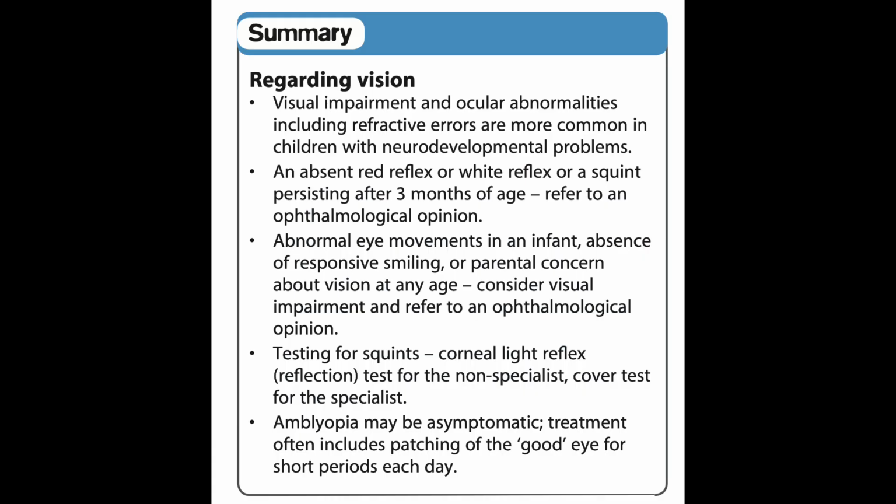Now the summary regarding vision: visual impairment and ocular abnormalities, including refractive errors, are more common in children with neurodevelopmental problems. For an absent red reflex or white reflex, or a squint persisting after 3 months of age, refer for an ophthalmological opinion. Abnormal eye movements in an infant, absence of responsive smiling, or parental concern about vision at any age should prompt consideration of visual impairment and referral for an ophthalmological opinion. Testing for squints: corneal light reflex, reflection test for the non-specialist, cover test for the specialist. Myopia may be asymptomatic. Treatment often includes patching of the good eye for short periods each day.